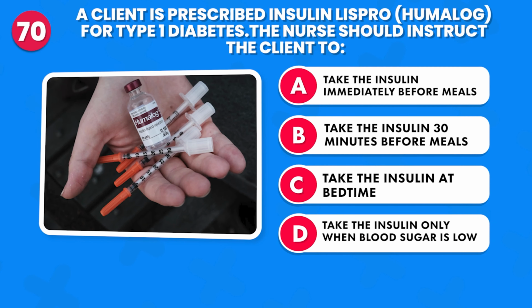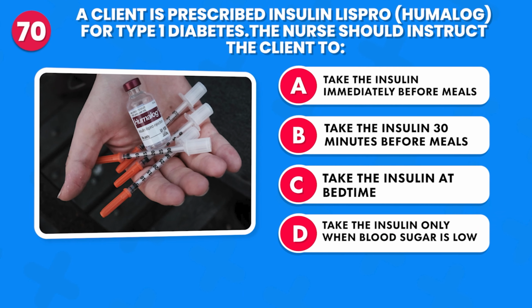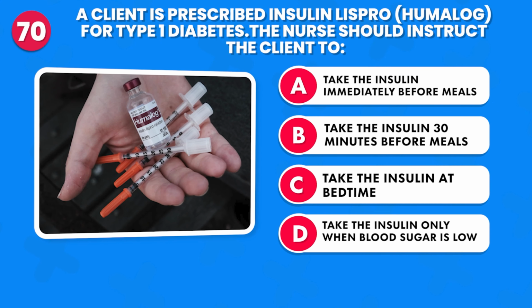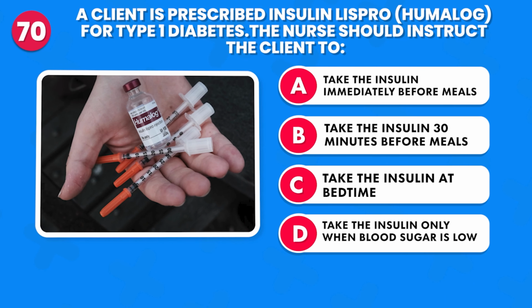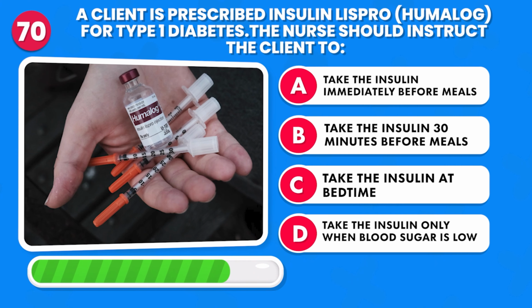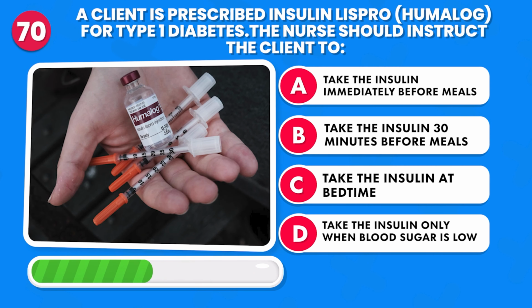A client is prescribed insulin lispro, Humalog, for type 1 diabetes. The nurse should instruct the client to A. Take the insulin immediately before meals. B. Take the insulin 30 minutes before meals. C. Take the insulin at bedtime. D.